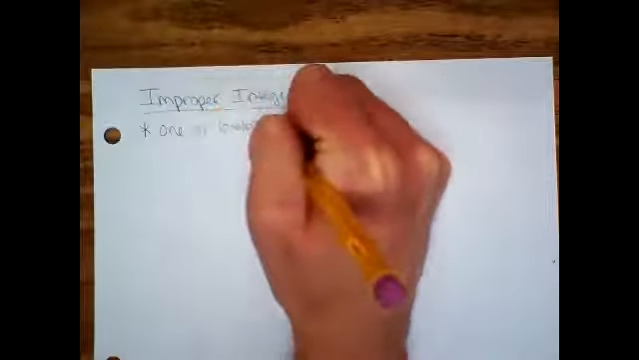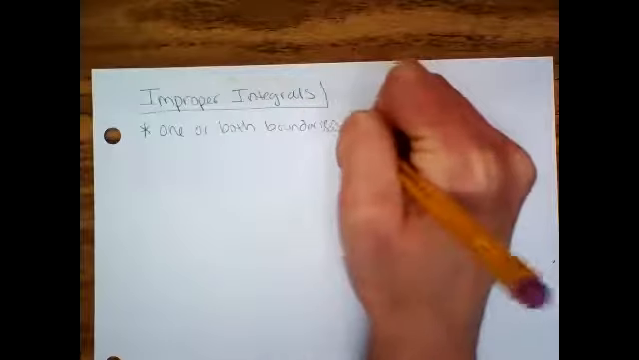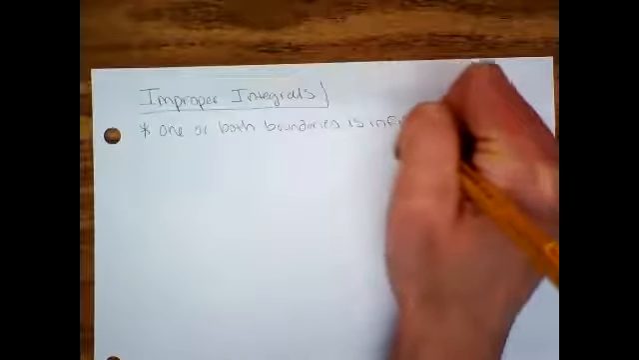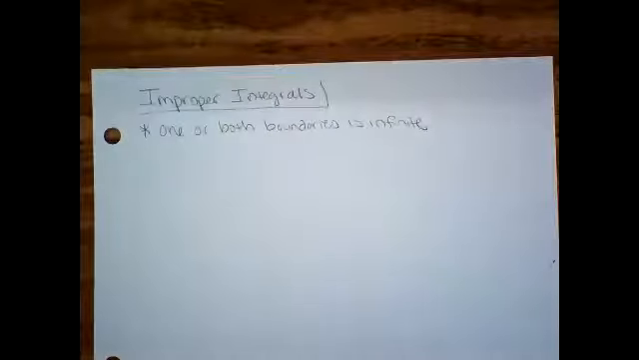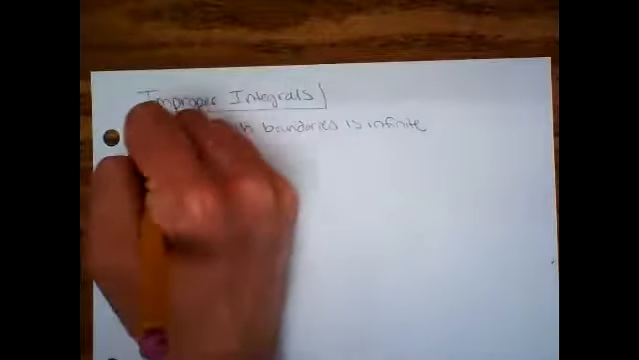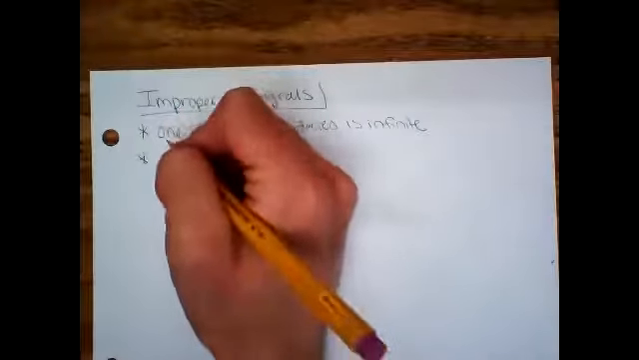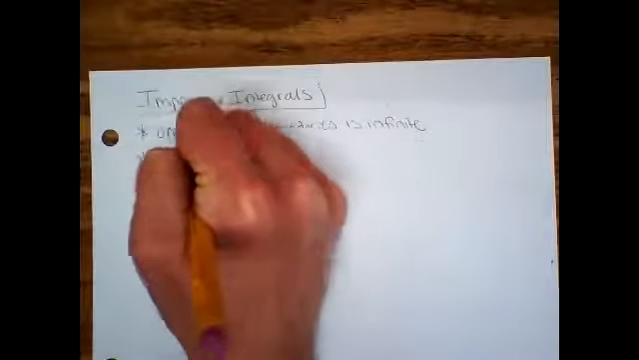So an improper integral, probably like, what on earth is that? It's an integral where one or both boundaries is infinite. That's one option. One or both boundaries are infinite. So you would have an integral from like 2 to infinity. And the other way that it can be considered an improper integral is if the function has a vertical asymptote.